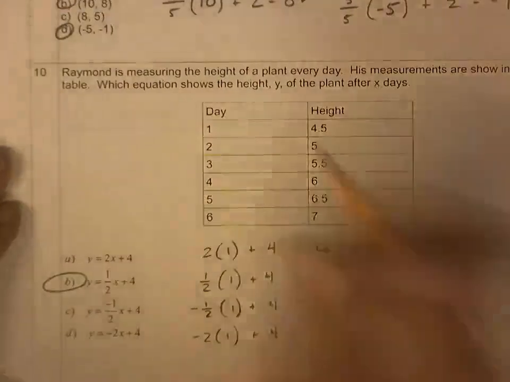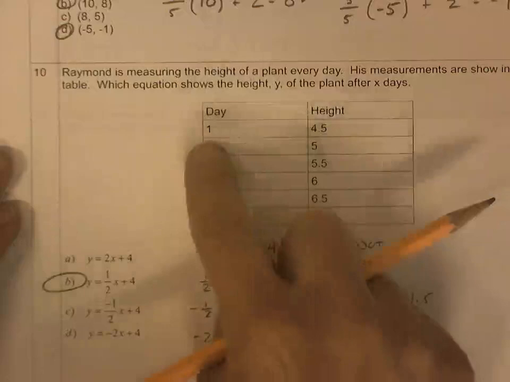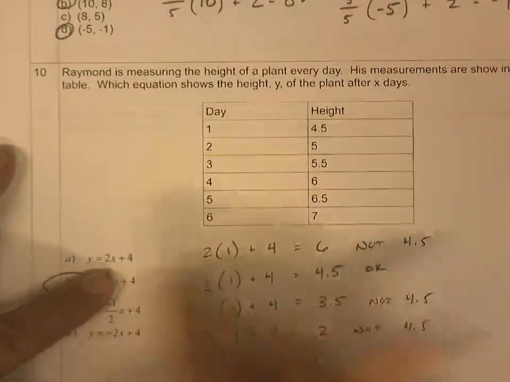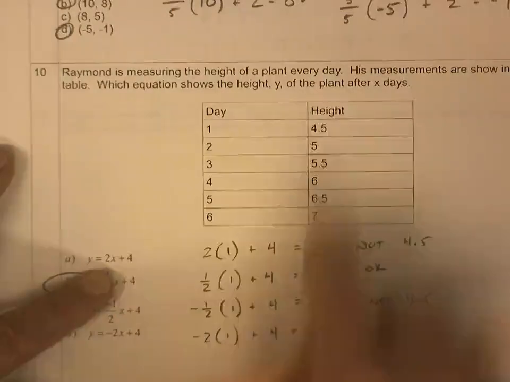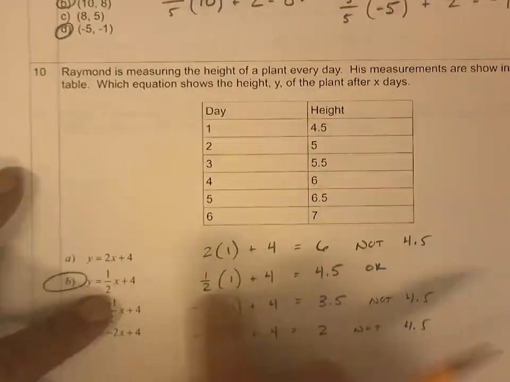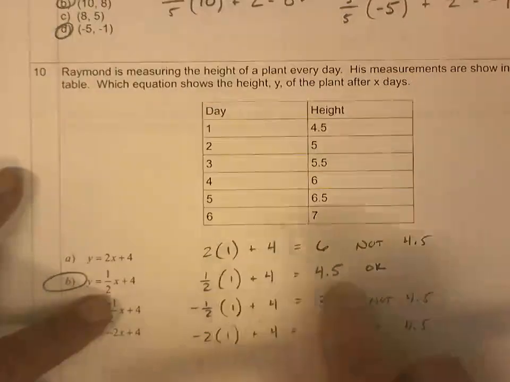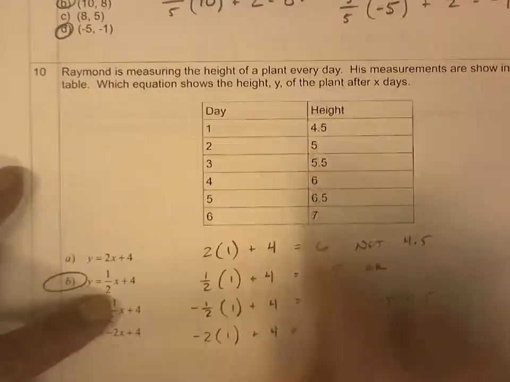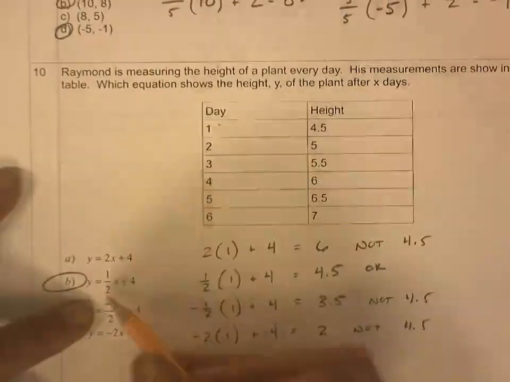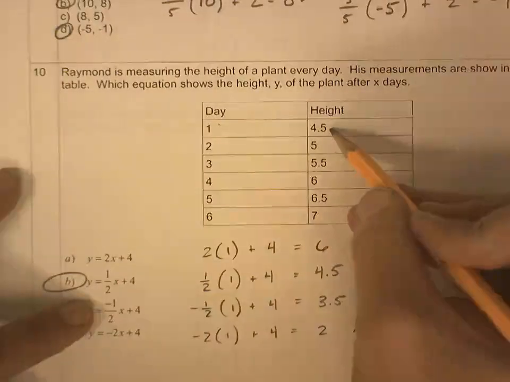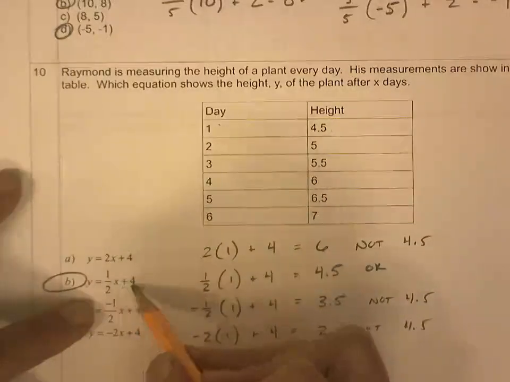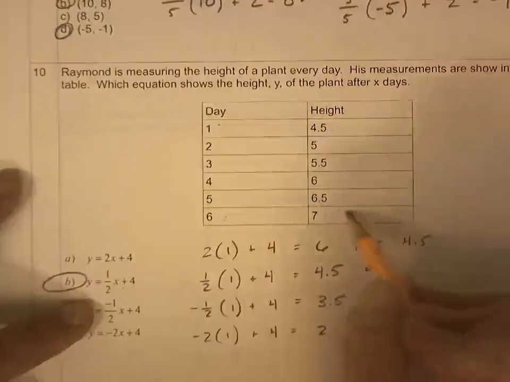Match it up. If I plug in a 1 to this function, see what comes out. 2 times 1 plus 4 is 6. That did not work. Plug in a 1. 1/2 of 1 is 0.5 plus 4 is 4.5. That one worked. So this is the one that works. If I plug in a 1, out comes a 4.5. If I plug in a 6, let's try that. 1/2 of 6 is 3 plus 4 is 7. Plug in a 6, out comes a 7.